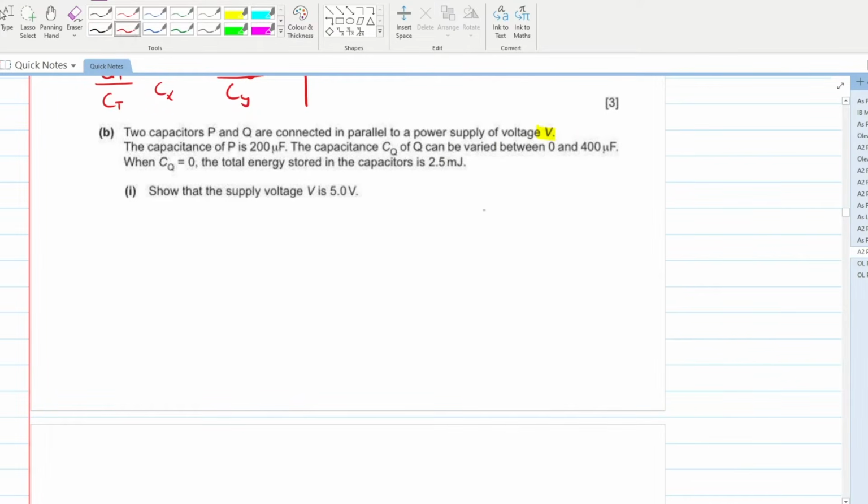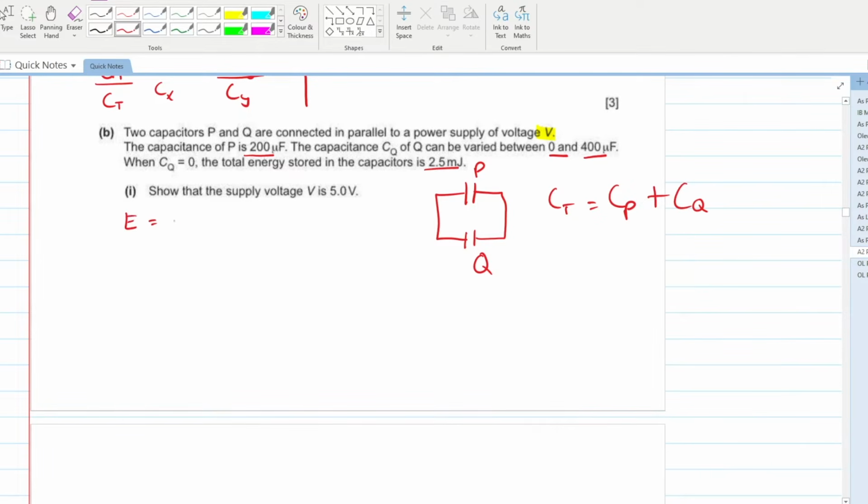Okay, now two capacitors are connected in parallel. Now let's make those capacitors like this. पैरेलल में कैपेसिटेंस को क्या होता था? Let's say this is P, this is Q. कैपेसिटेंस को क्या होता था पैरेलल में? They used to add up like this. Okay, the capacitance of P is this and the capacitance of Q can be varied from 0 to 400 microfarads. ठीक है. When capacitance of Q is 0, the total energy stored in the capacitor is this. Show that the voltage supply is this.